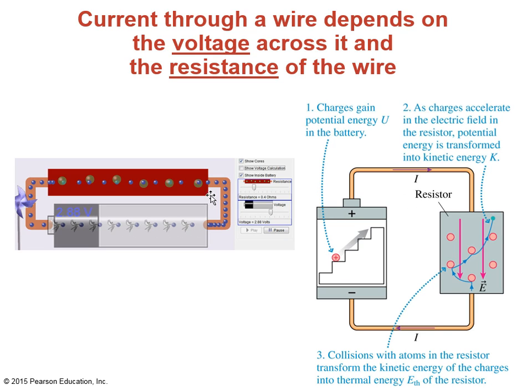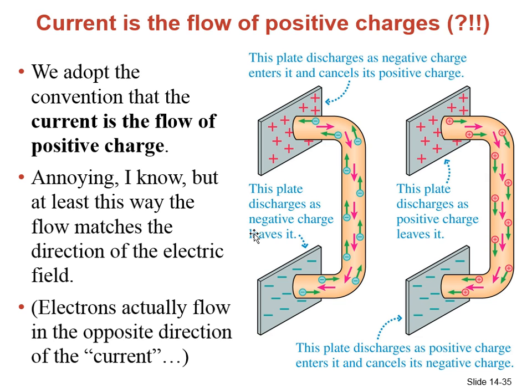Something else we talked about, the current through a wire depends on the voltage across it, that's the potential difference, and the resistance of a wire, how much fight it puts up. Then there was this whole thing, the current is the flow of positive charges, and we were like, what the heck? If we really had a positive terminal here and a negative terminal here, we all know that the electrons, which will freely move, will travel through this wire and go up here to the positive terminal.